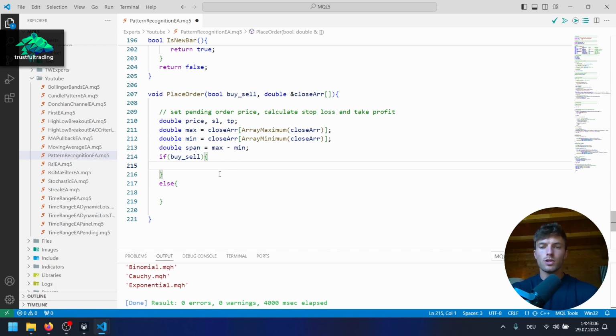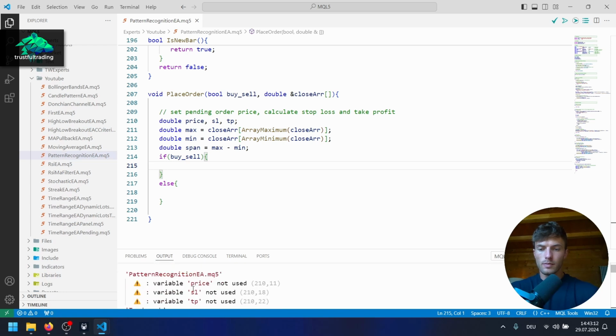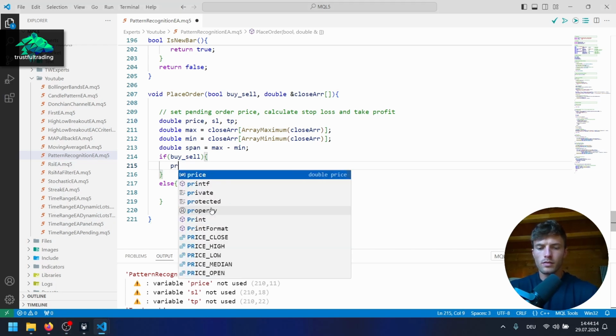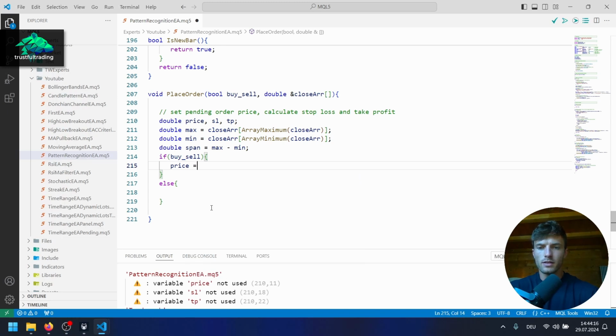Okay, we should be able to compile here without any mistakes. Okay, I have a few warnings. Let's see. Yeah, these variables are not used, but we will use them in a few seconds. So let's calculate the price here for a normal pattern. And if you want to know how we set the price level and the stop loss and take profit, take a look at one of the previous videos where I explained the inputs.